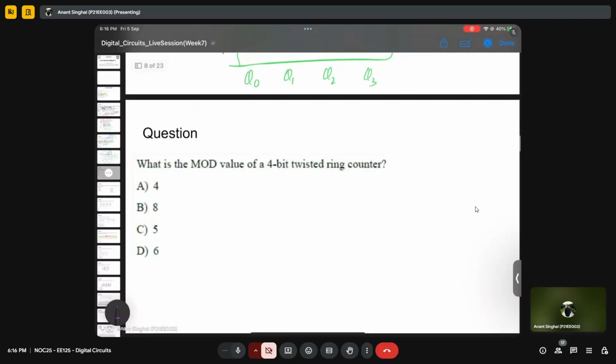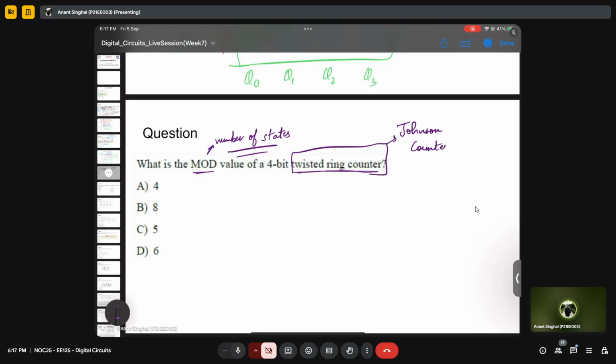Now the next problem is more of an explanation-based problem. It is asking about the mod value of the 4-bit twisted ring counter. Have any of you heard about this particular counter, the twisted ring counter? Mod is nothing but the number of states. I don't know if the professor has taught something like this till now.